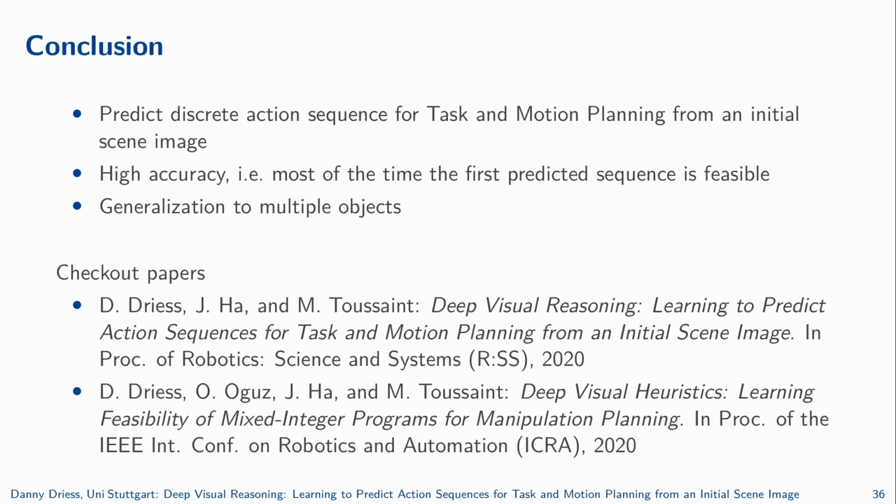An important assumption and therefore limitation of this work is that the initial scene image has to contain all relevant information, which means that there should be no total occlusions or other ambiguities.